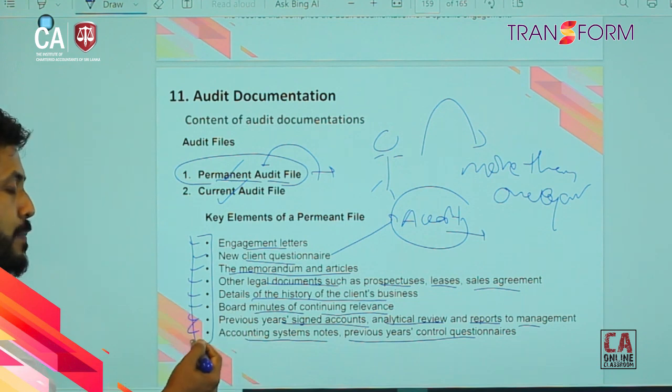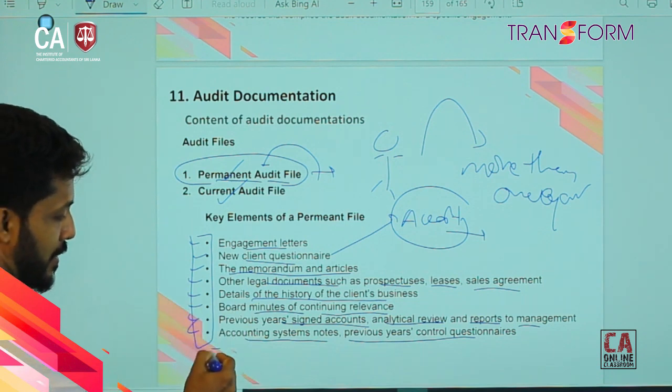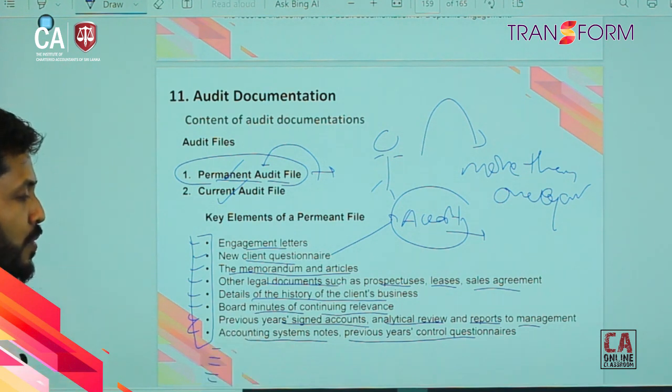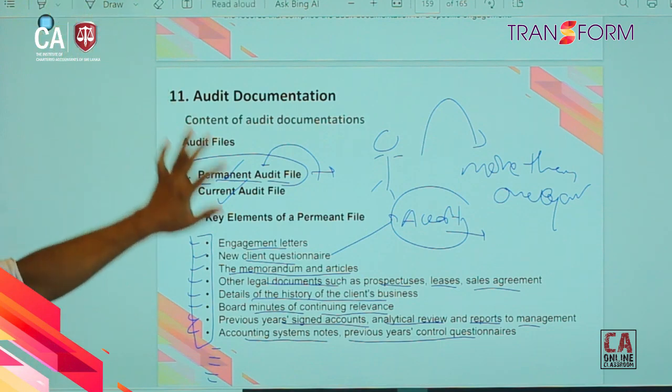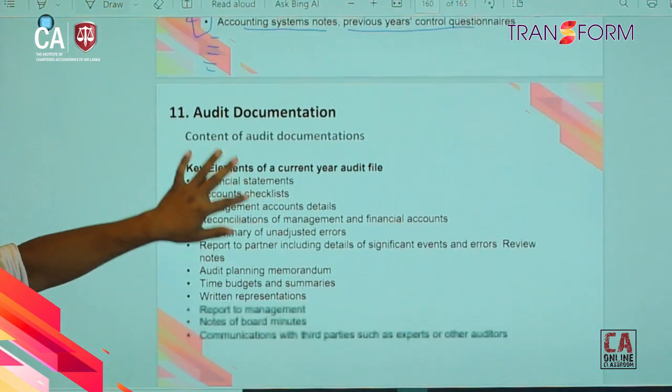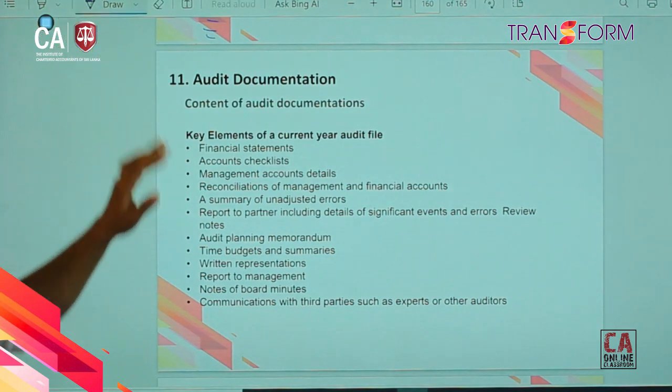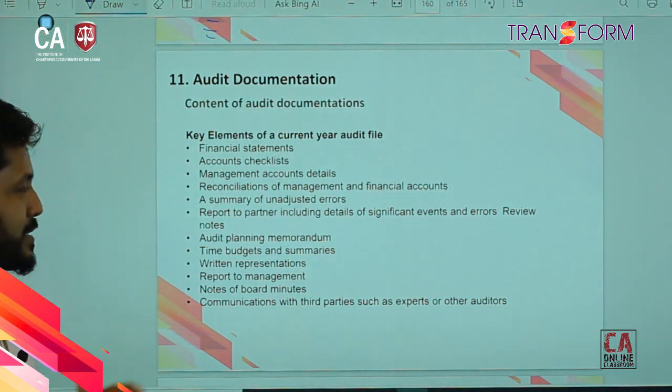Based on the industry, based on the company nature, we can add some more items to this permanent file. That's up to you to decide. So these are the basic elements of a permanent file. So then we can move to the current year audit file. What are the things we need to mention? What are the things we need to include?